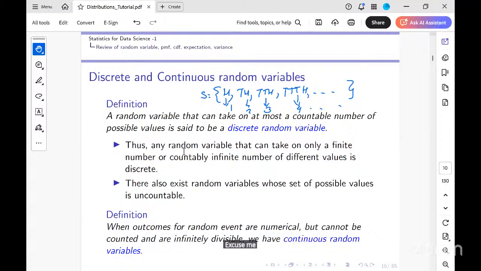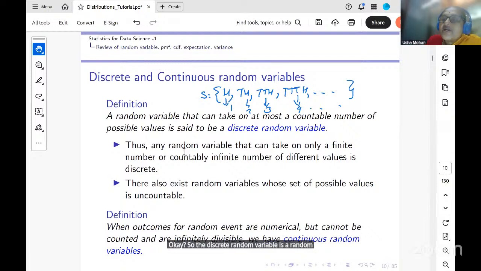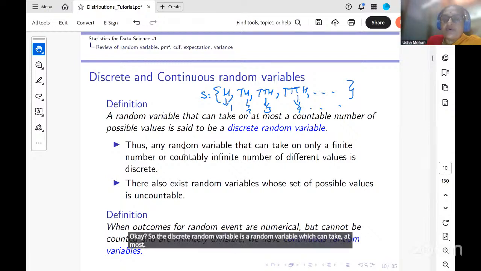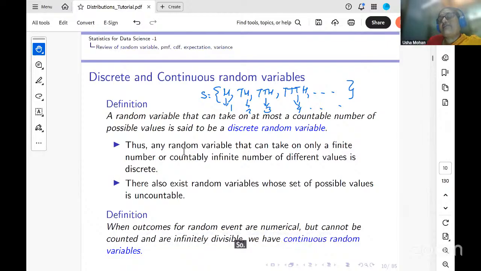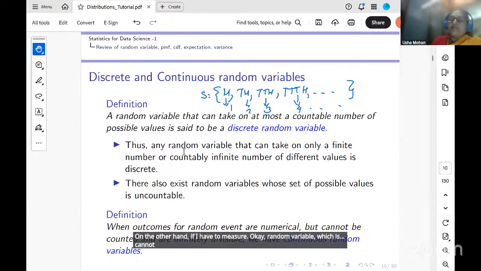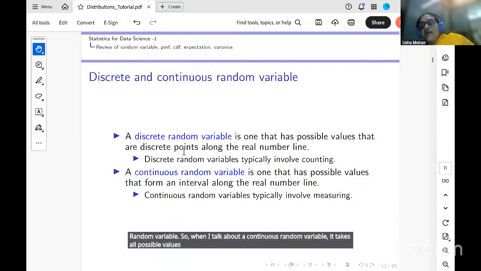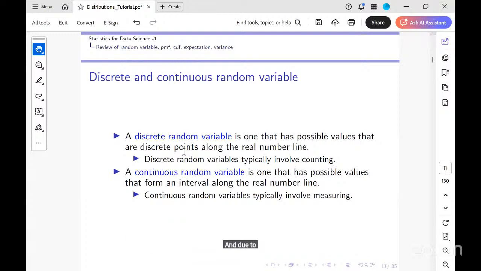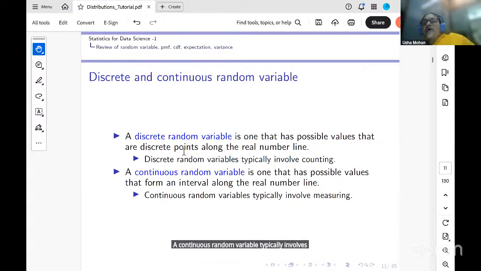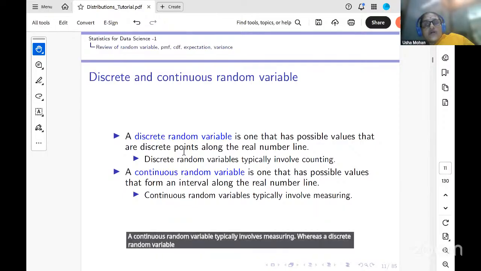Okay. So a discrete random variable is a random variable which can take at most a countable number of possible values. Always remember, if I am able to count, I have a discrete variable. On the other hand, if I have to measure, a random variable which cannot be counted but has to be measured, it would be a continuous random variable. A continuous random variable takes all possible values in an interval. A continuous random variable typically involves measuring, whereas a discrete random variable typically involves counting.